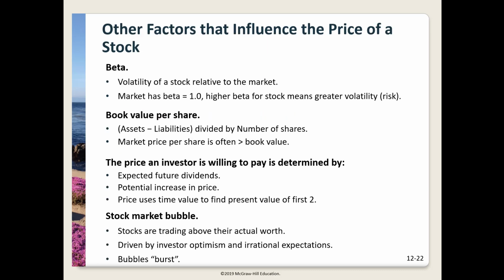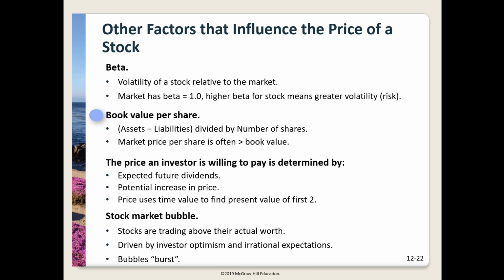Other factors that influence a stock's price include the firm's beta and book value per share. Beta reflects how volatile a firm's stock price is versus the market overall. A beta greater than 1 means historically this stock's price moves more than the market's, up or down. A beta less than 1 means the opposite, a stock whose price is more stable than the market.